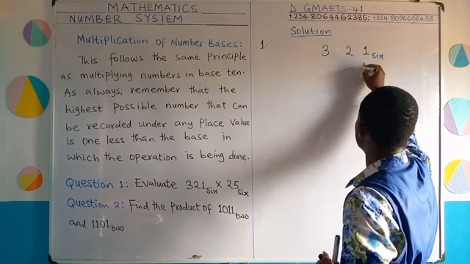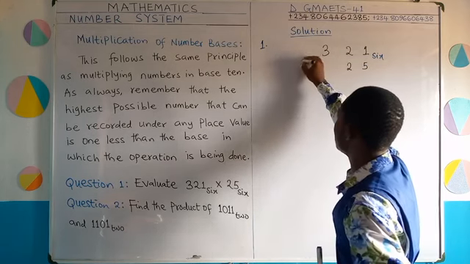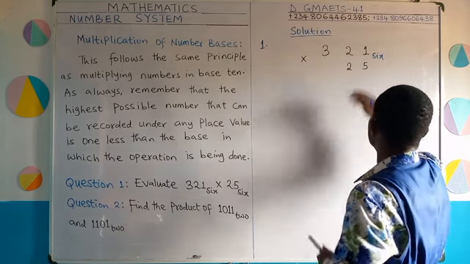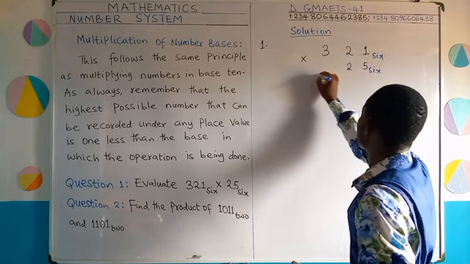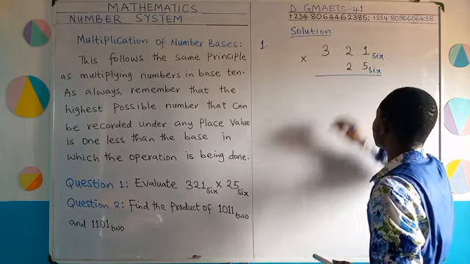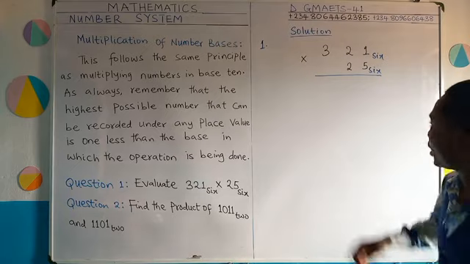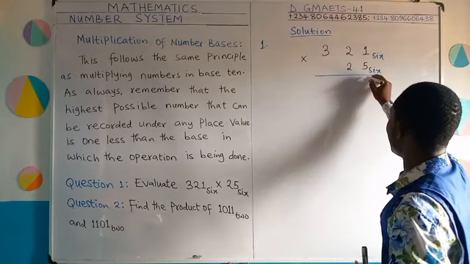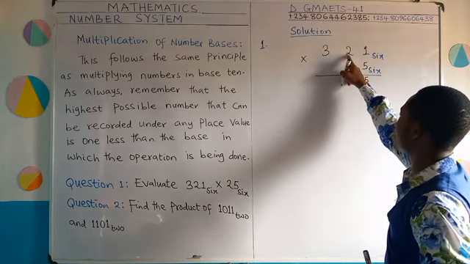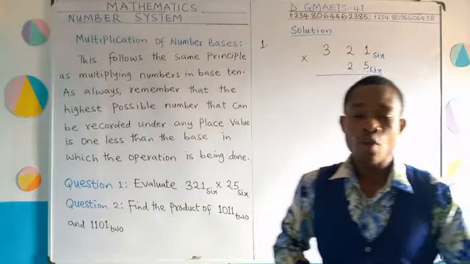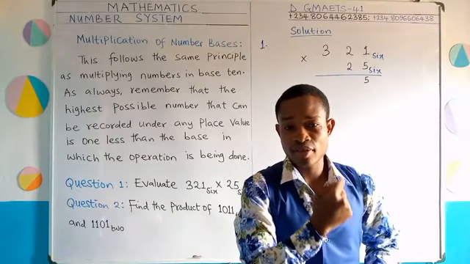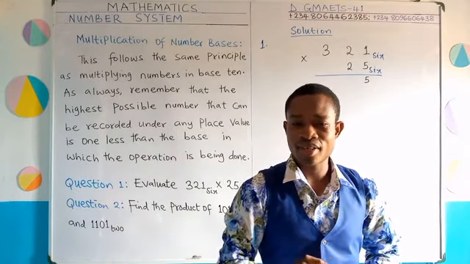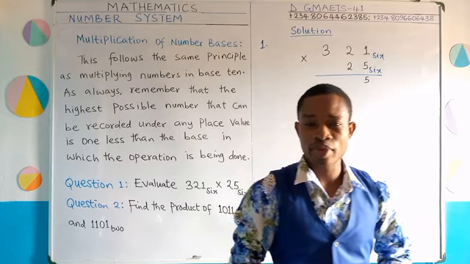This will be 5 under the unit and 2 under the tens. So we have a multiplication here, still in base 6. Let us see what this will give us. We start with 5 times 1, which gives us 5. Then 5 times 2 gives us 10. Now we are working in base 6, so you cannot record 10 there. We have to convert that 10 to base 6.